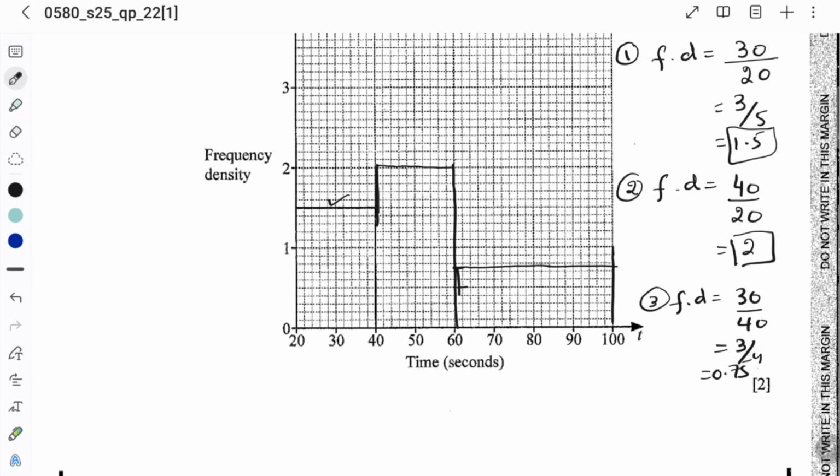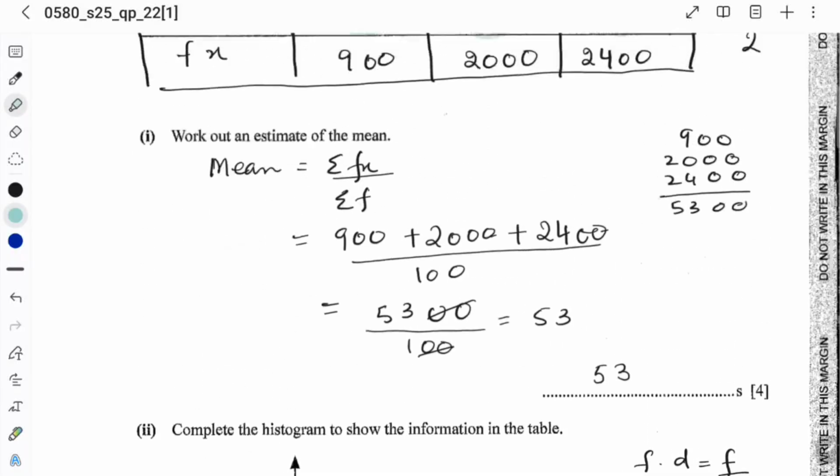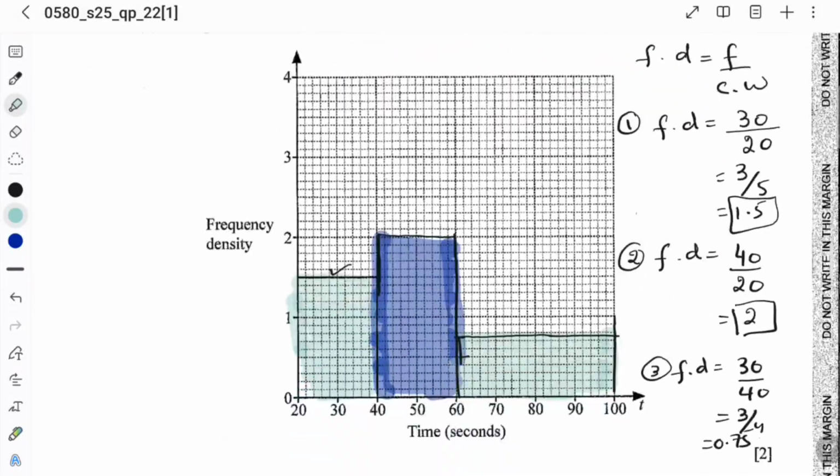Draw with the help of the ruler, and this is your histogram. All right, this is the histogram, and I've completed this question. This was question number 13.